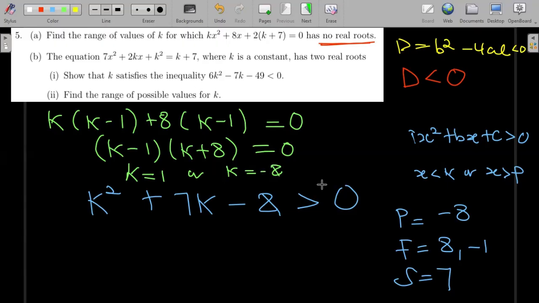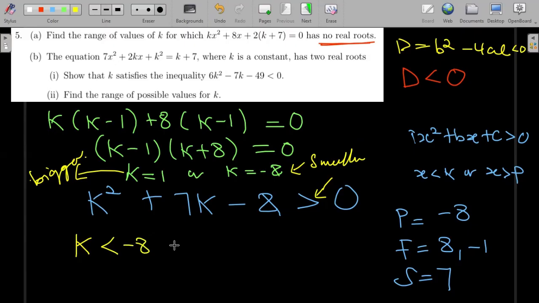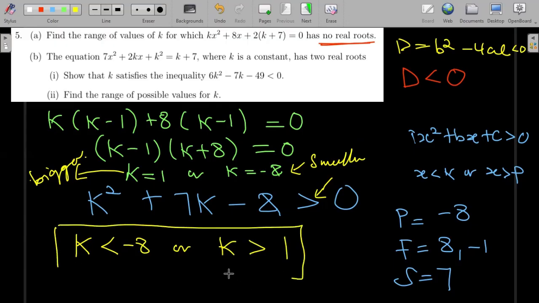Okay, so we can clearly see that this one is the smaller one. This one here is the bigger one. So this is what I was saying. You always get two numbers and one of them will be bigger than the other. Once you find the answers, you go back to the sign that you had. Since here we had a greater than, it means that our final answer should be k should be less than the smaller one, which is minus 8. And then we say k should be greater than the bigger one, which is 1. So this one here should be your answer.